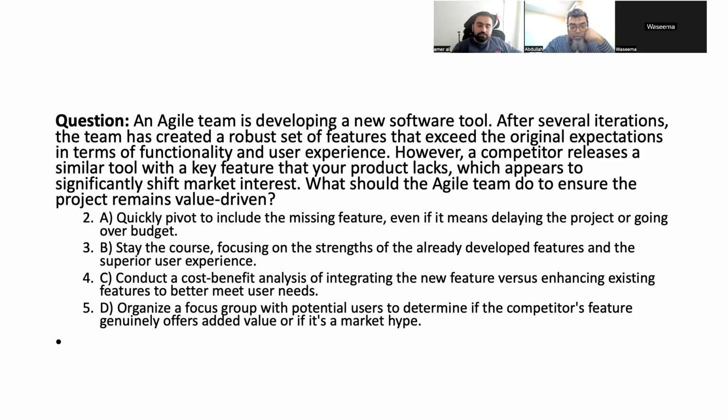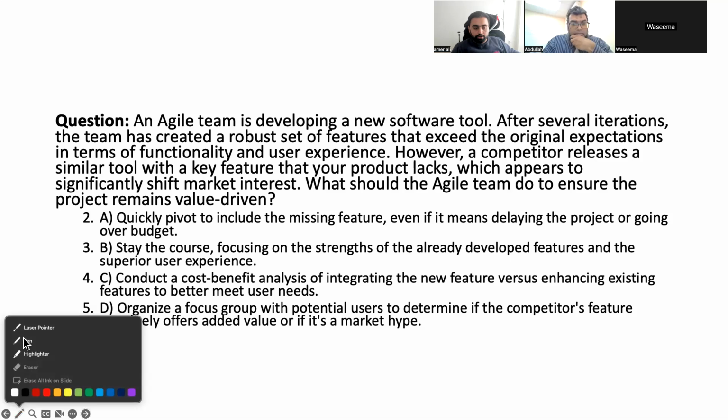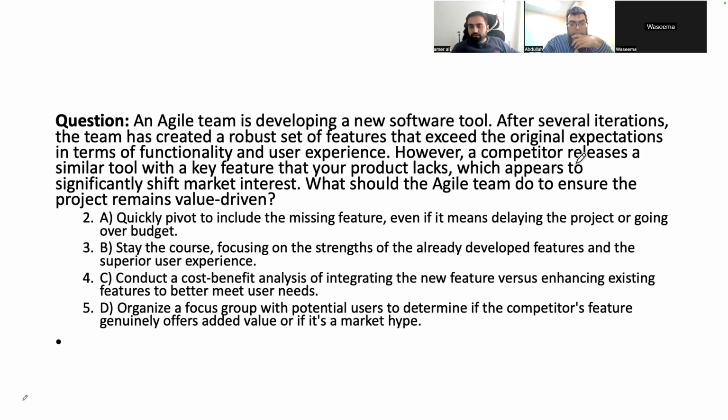Okay, Vasima, you see, benefit to cost is an important thing, and we know that. But here the question is asking, which appears to be significant. What should the agile team do to ensure that we have a value driven approach? If we quickly pivot to include the missing feature, even if it causes delay, I don't think it's a good option. Stay the course, focus on the strength, not a bad option. Conduct a cost benefit analysis, the new feature versus enhancing existing.